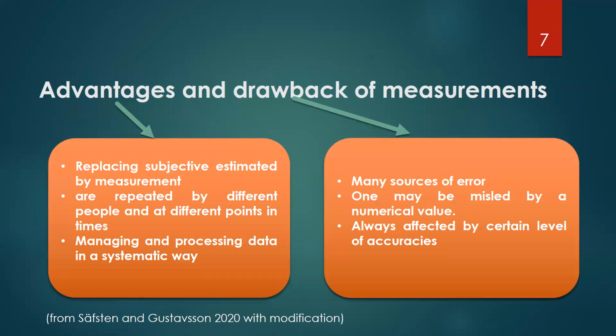Advantages and drawbacks of measurement. So, replacing subjective estimates by measurement. You expect that something is, when you look at the distance between 2 points, okay, it should be 100. It is my guess. It's a subjective estimate. Then I go and measure it. Then I will make it more realistic. So I replace the subjective estimate by measurement.